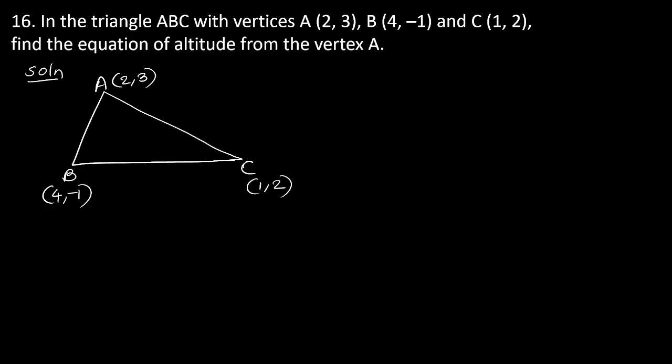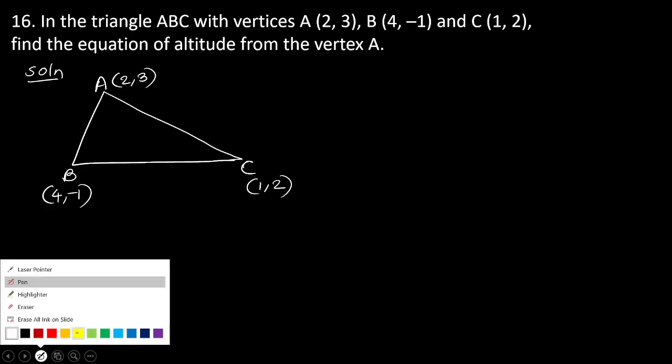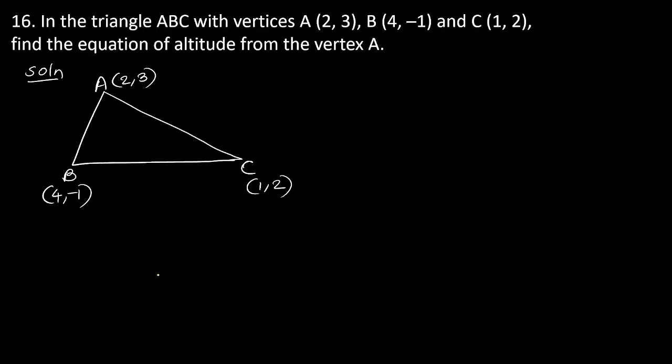What do you mean by altitude? Devasri, do you know what do you mean by altitude? Sir, it is the perpendicular line drawn to the opposite vertex. This one. Let us name it as D. AD is the altitude from A. Understood? AD is the altitude drawn from A.